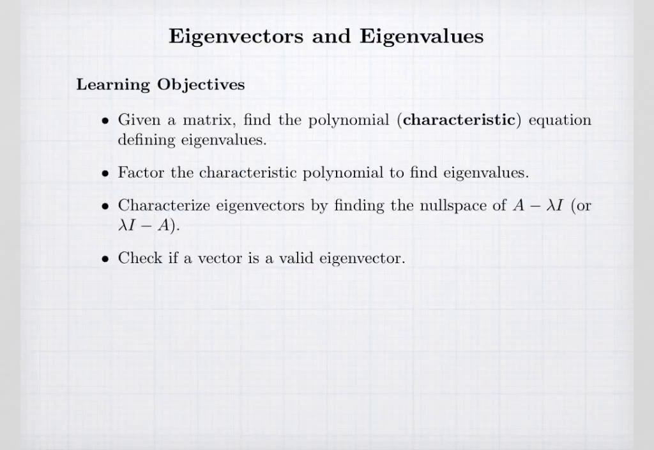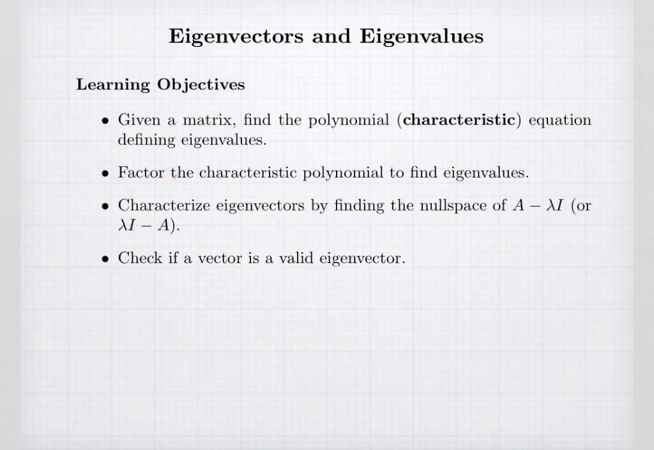This video is going to give you an example of how to solve for the eigenvalues and eigenvectors of a particular matrix. So our basic learning objectives, we need to be sure first that given a matrix we can find the characteristic equation, which is a polynomial equation that allows us to find our eigenvalues. Once we have that equation, we need to know how to factor that polynomial so that we can find our eigenvalues.